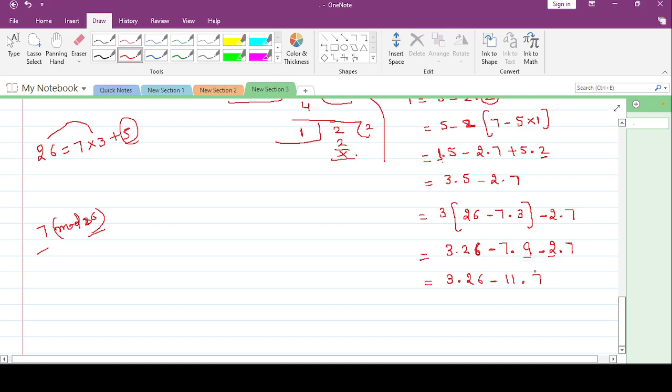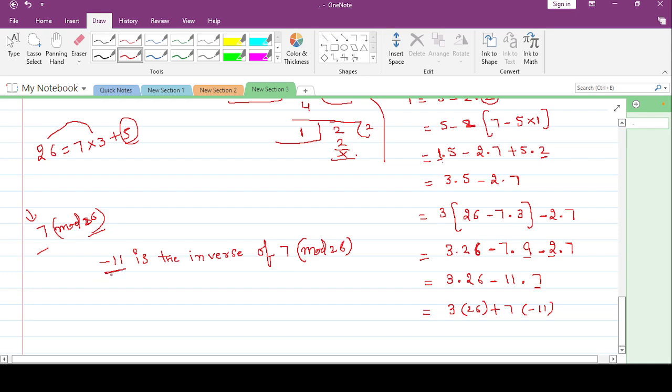So you see that your number is 7, and you were told that with your number always comes the inverse. So this is 7 into minus 11. So minus 11 is the inverse of 7 under modulo 26.